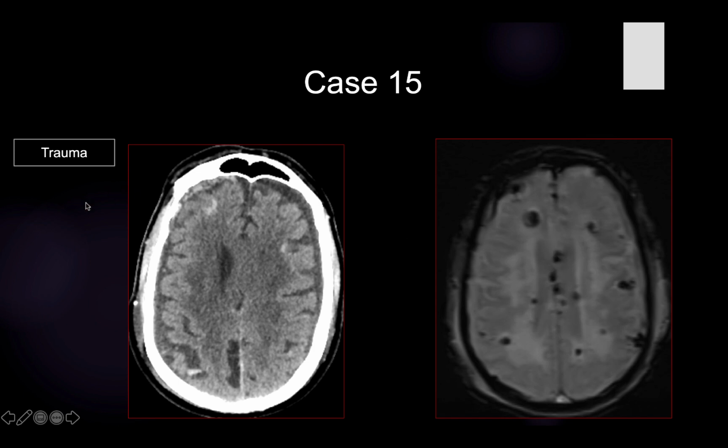In the setting of trauma, we should consider the possibility of diffuse axonal injury, of course after reviewing the clinical history of the trauma and severe deterioration in the conscious level. We should consider diffuse axonal injury.